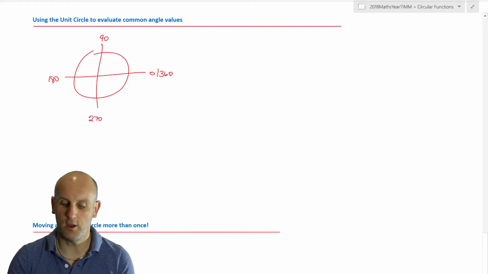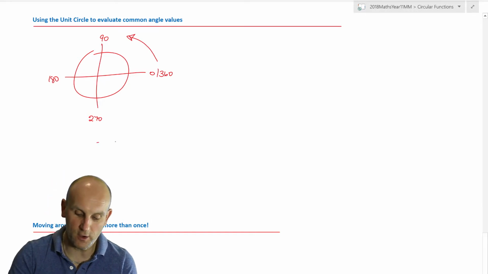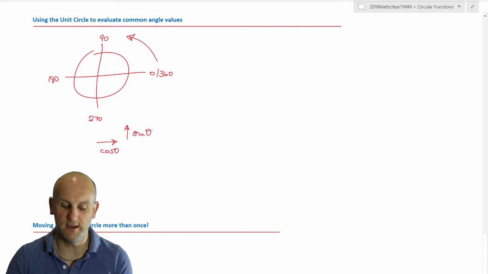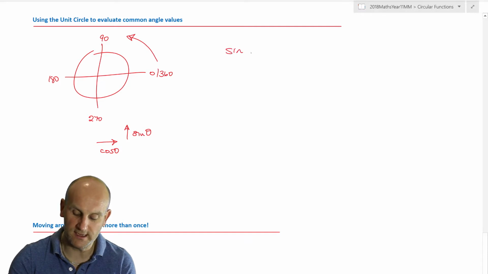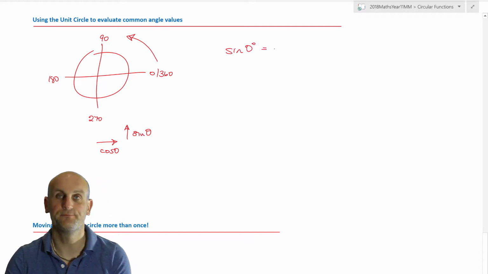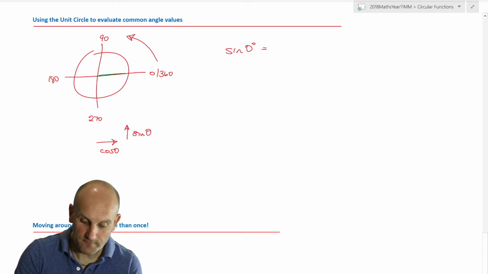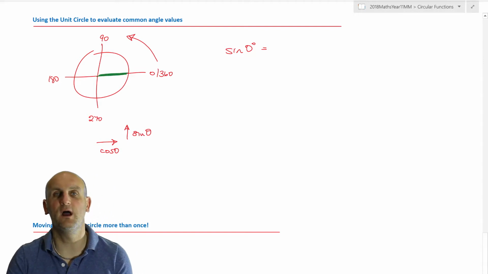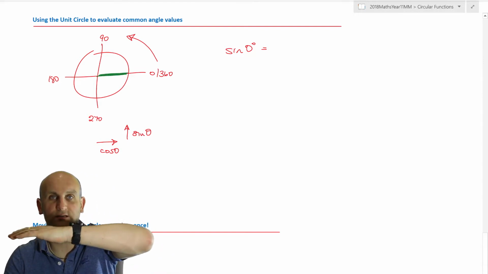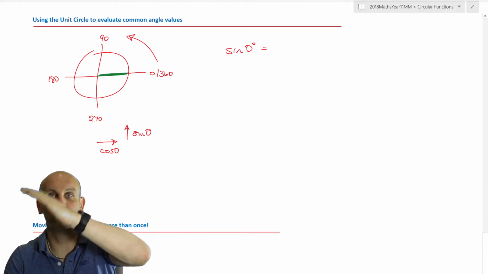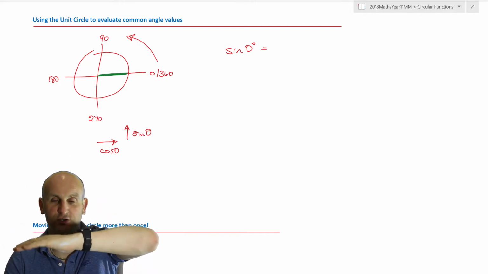I know that I measure angles this way around. And I now know my horizontal distance is given by the cosine of theta, and my vertical distance is given by the sine of theta. I want to find the sine of 0 degrees. The first thing I'm going to do is change my pen color, and draw a line horizontally. Why have I done that? Well, bearing in mind my graph starts horizontally at 0, I've got no angle. So if it's 0 degrees, it's just a line.